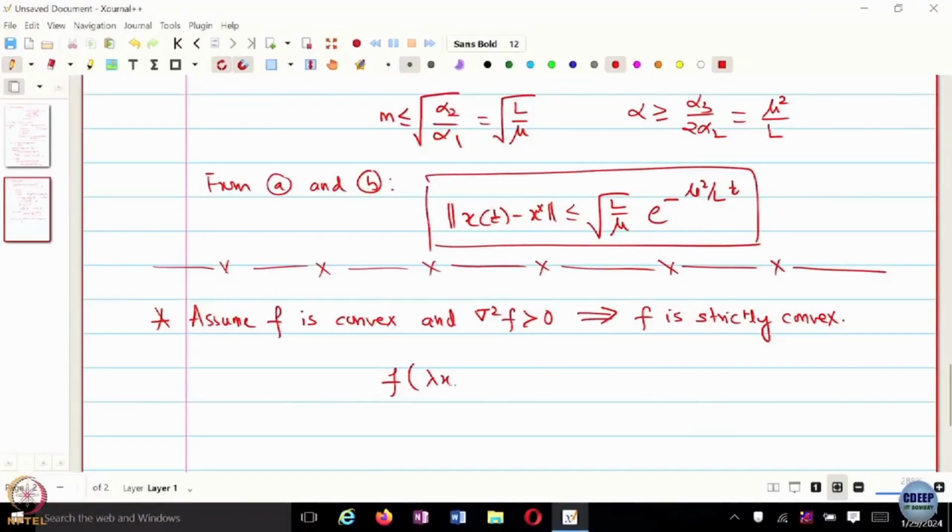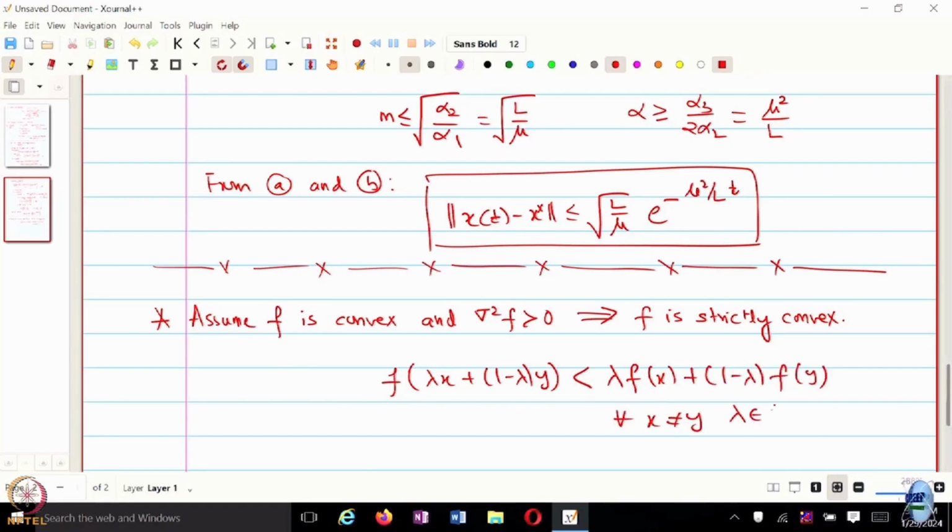Single optimizer. So basically if I choose any other value, essentially if I look at f of lambda x plus 1 minus lambda y, this is strictly less than lambda f of x plus 1 minus lambda f of y for every x not equal to y and lambda in the open interval 0 to 1, right. So that means you do not have a continuum of minima, you will always have a unique minimum, and that is going to be the global minimum as well.